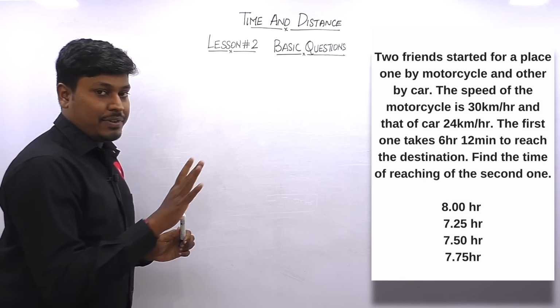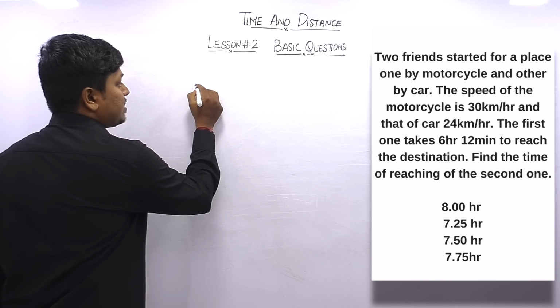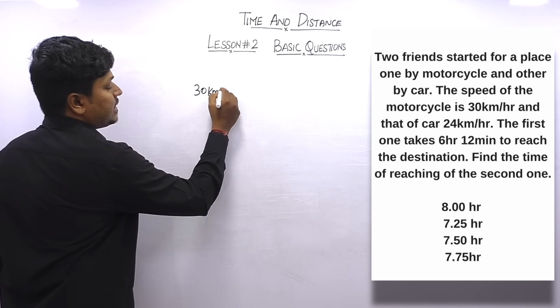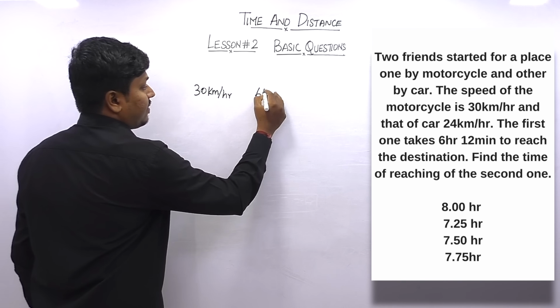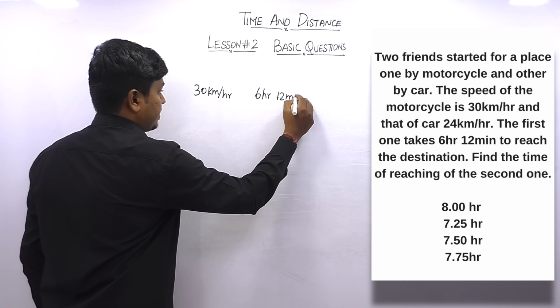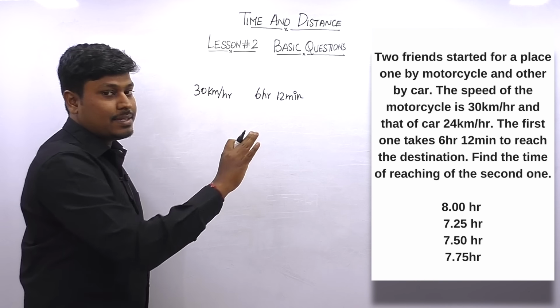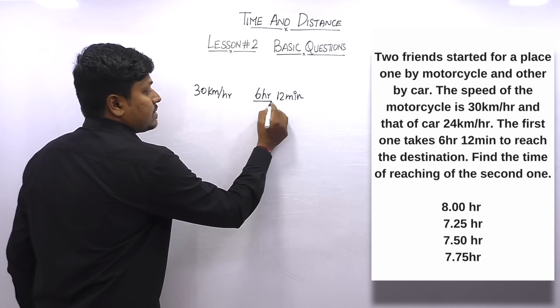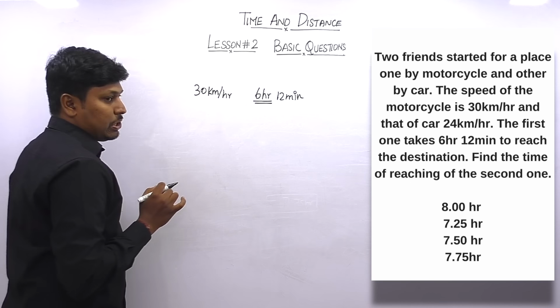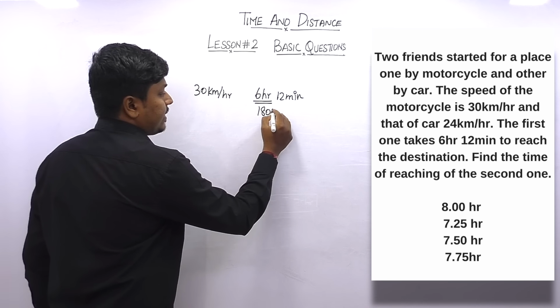Interesting question. Let me do one thing. We know that the person traveling by motorcycle goes 30 km per hour and is traveling for 6 hours 12 minutes. Listen carefully. Without using a formula, we can directly say what the distance of the destination is. 6 hours, right? 1 hour will be 30 km. So 6 hours will be 180 km.